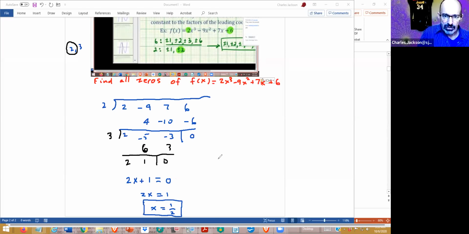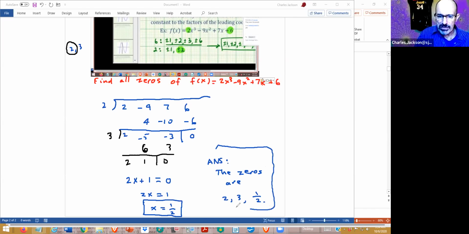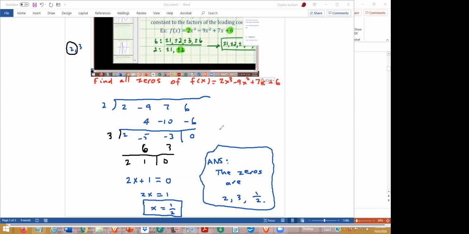And so our answer is that the zeros, all the zeros, complex zeros, are 2, 3, and 1/2. 3 zeros of a third degree polynomial function. We got enough help from the technology that we really didn't have to mess with the rational zeros theorem.